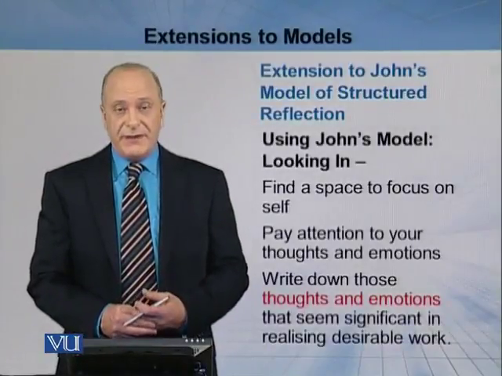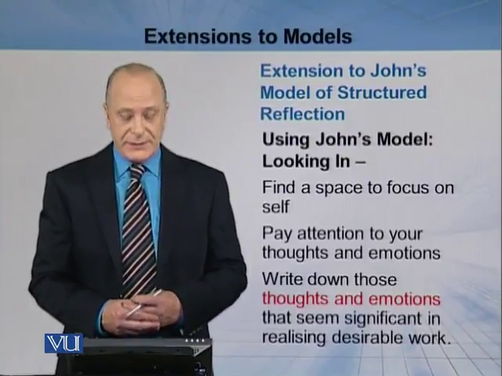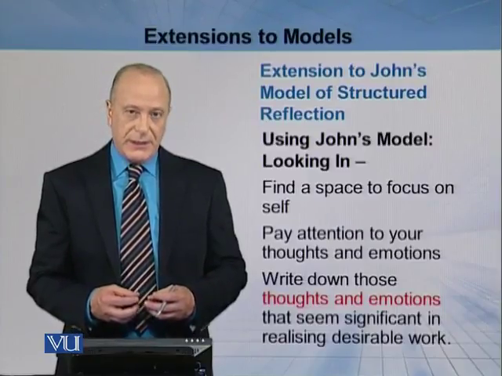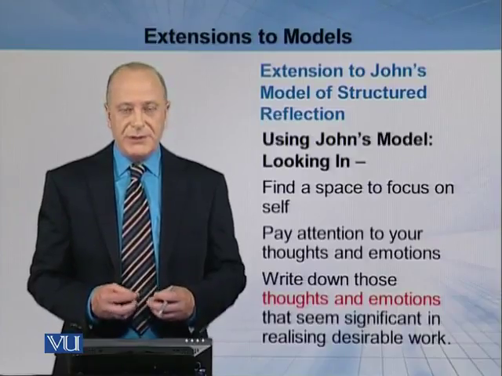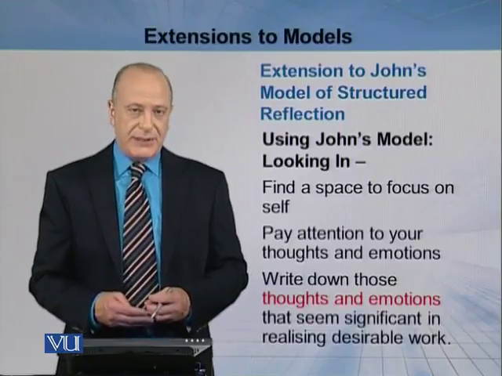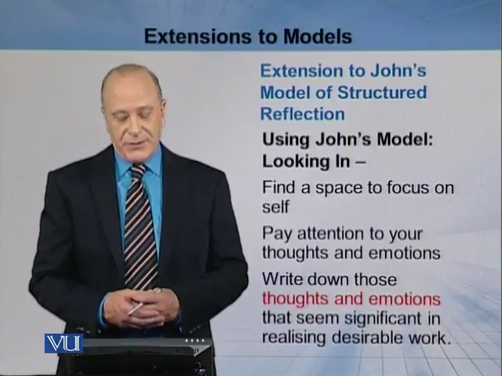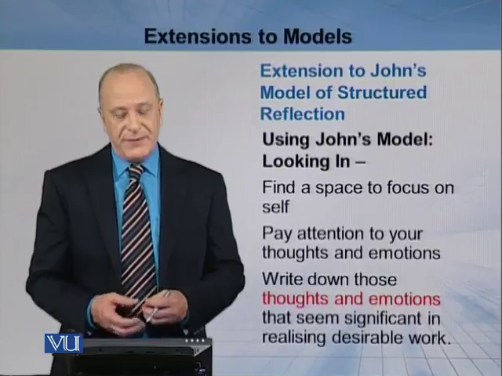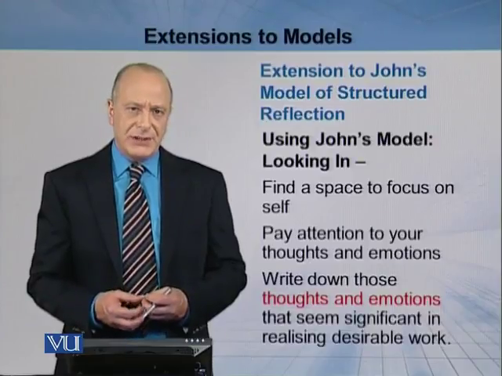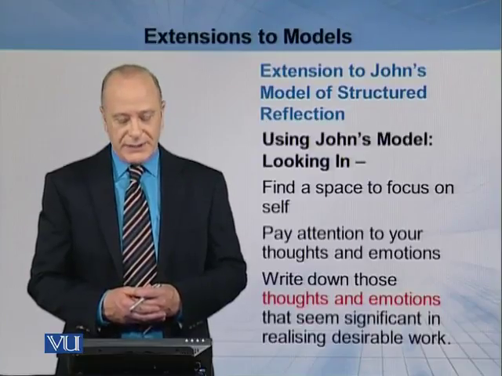Using John's model for reflection requires a reflective practitioner to look inward and also to look out. In terms of the reflection process, this means that the reflective practitioner is doing two different things. In terms of looking inward, the reflective practitioner needs to find some space, some time in order to undertake this process, in order to focus on themselves. And this requires the reflective practitioner to pay close attention to their thoughts and their feelings around their teaching practice.